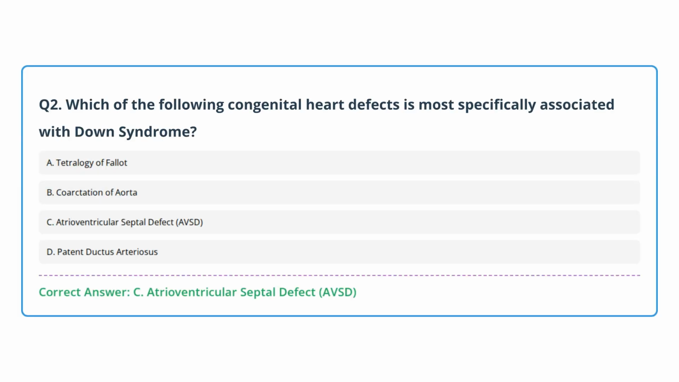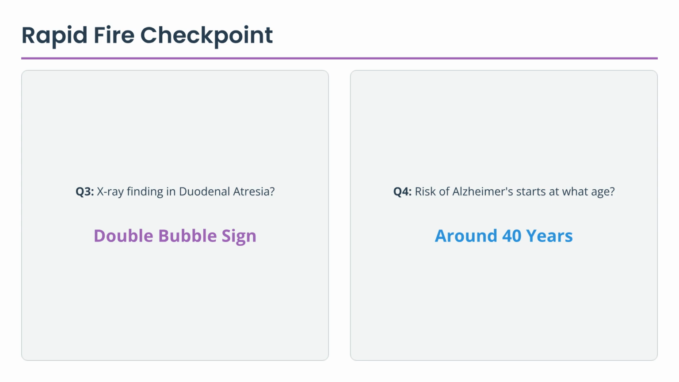The congenital heart defect most specifically associated with Down syndrome is the atrioventricular septal defect. The X-ray finding in duodenal atresia is the double bubble sign. The risk of Alzheimer's disease starts around 40 years of age.